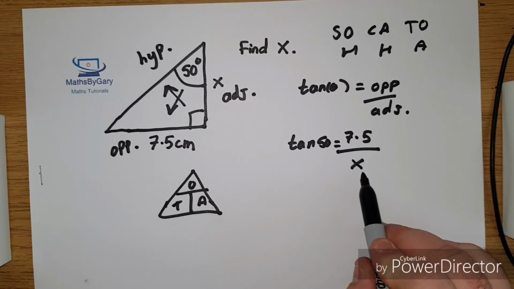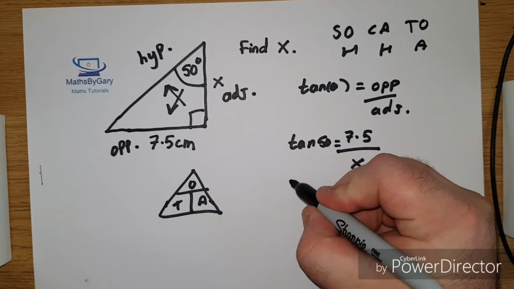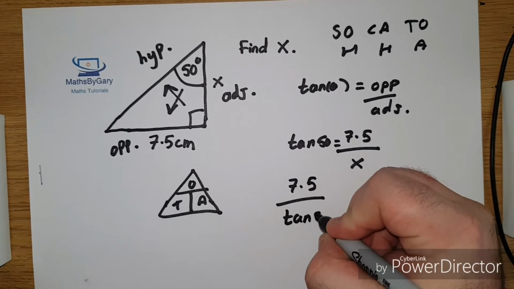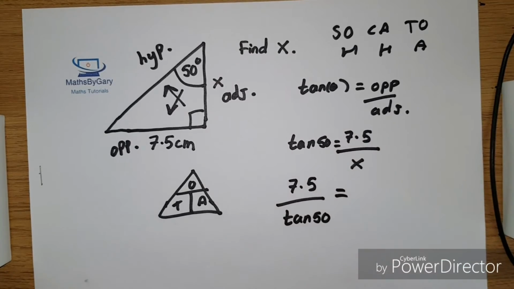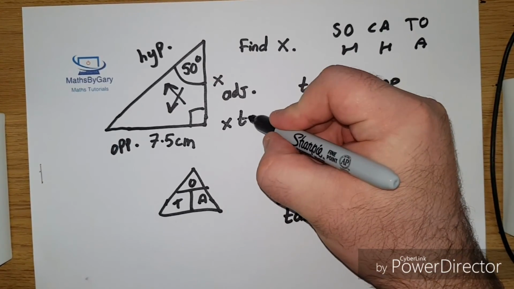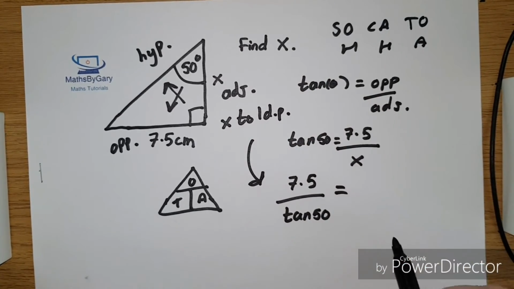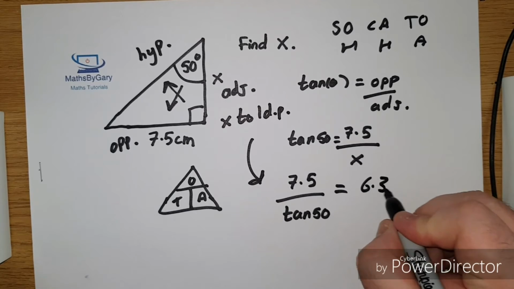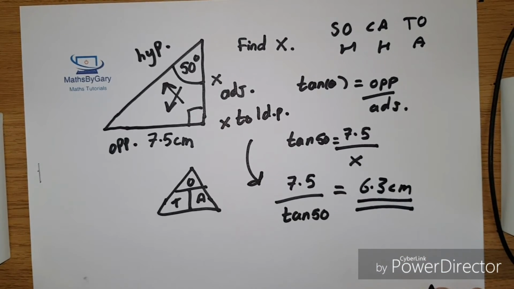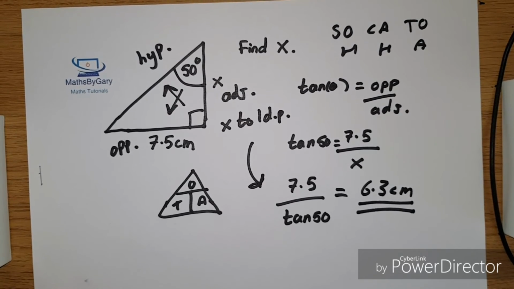So we want to find the adjacent, so it's op divided by tan. So 7.5 divided by tan 50, and that'll get us x. So x to 1 decimal place will be 6.3 centimetres. So that's a few worked examples. So that's some of the formulas that can be used with a right angled triangle.